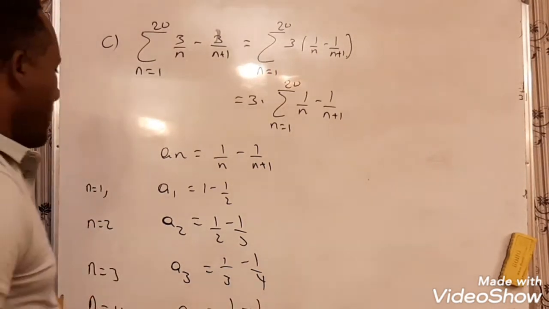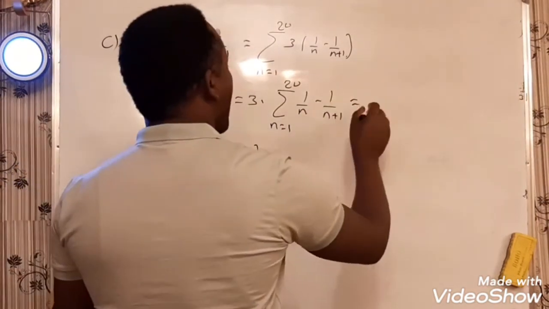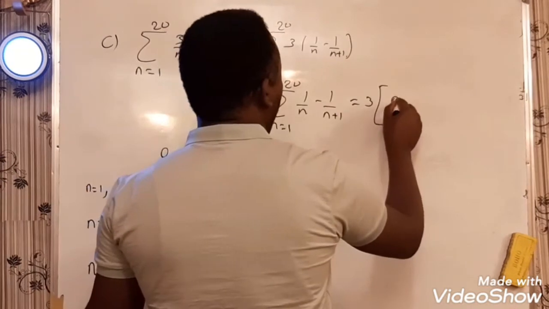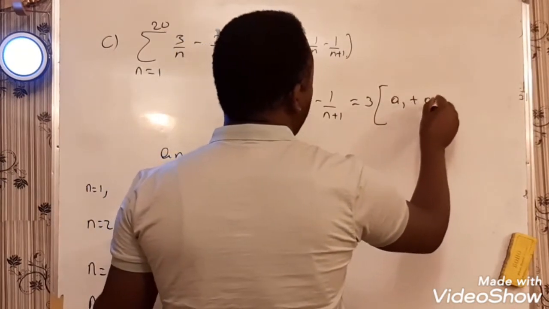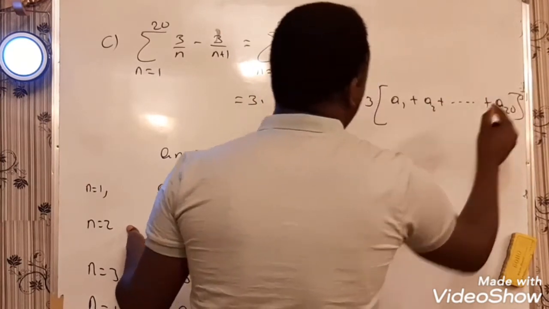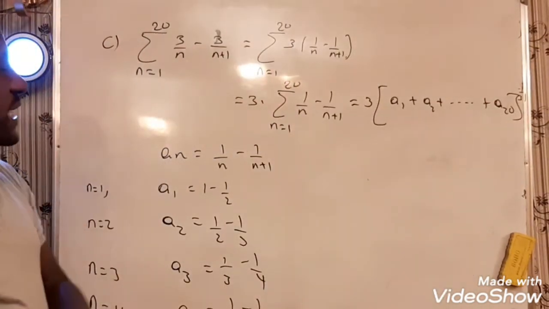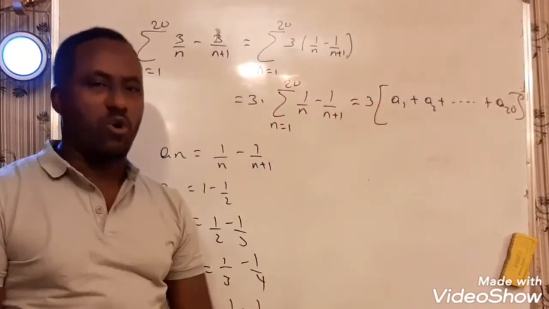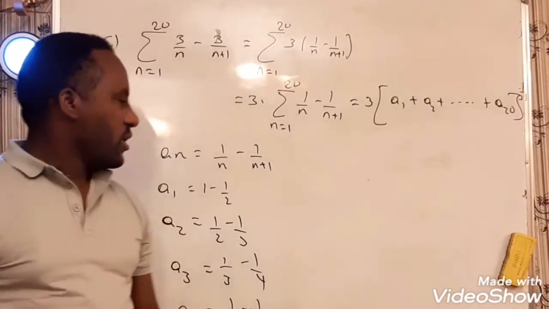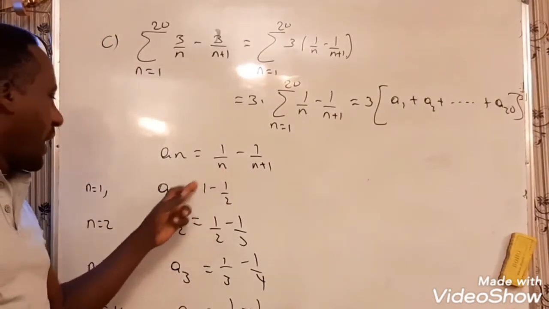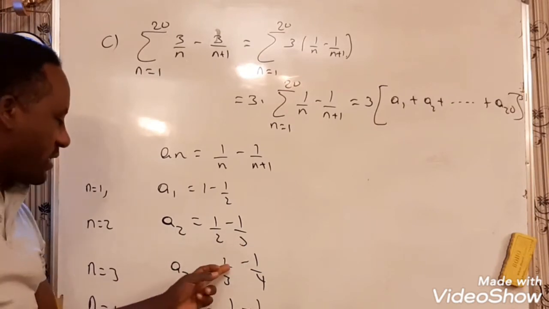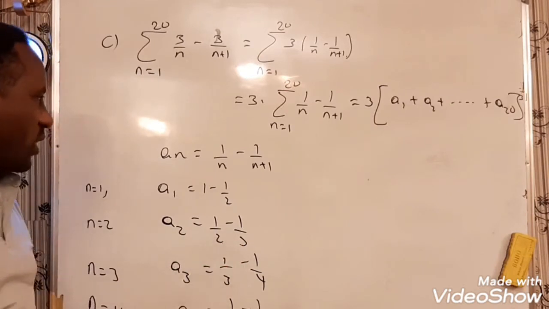And hence, this is given by 3 times the summation of a1 plus a2 plus up to a20. These two algebraic problems are equivalent. These and these are equivalent. So in place of a1, you have to replace this one. In place of a2, you have to replace this one. In place of a3, this one. In place of a4, this one.